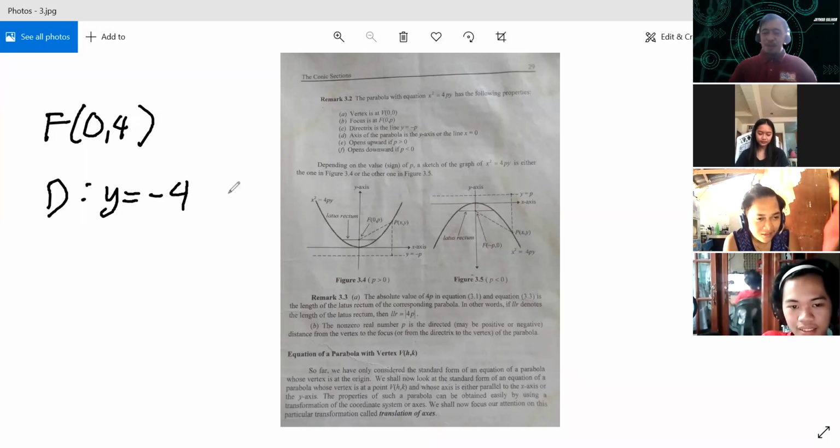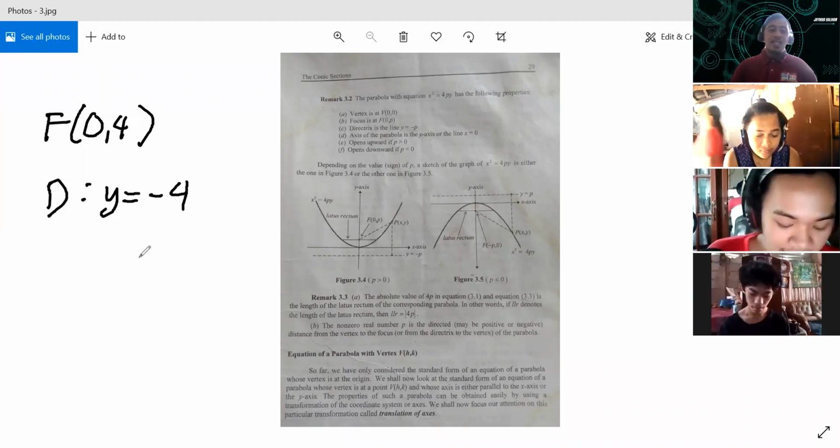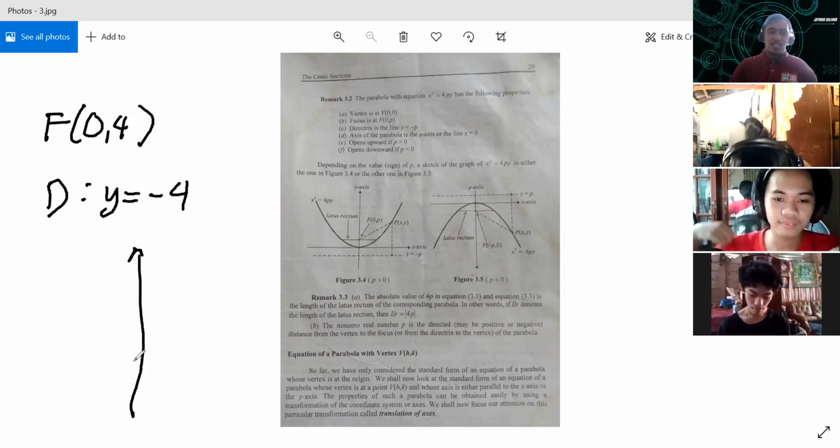Let's sketch it so you can see. Okay. The best first step for you to do it is to sketch it first. Okay, let's sketch.